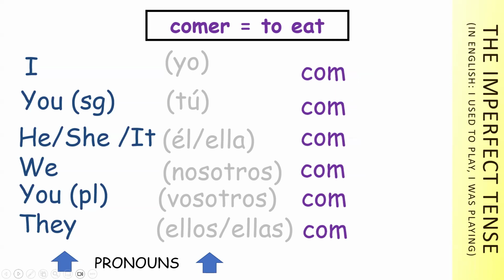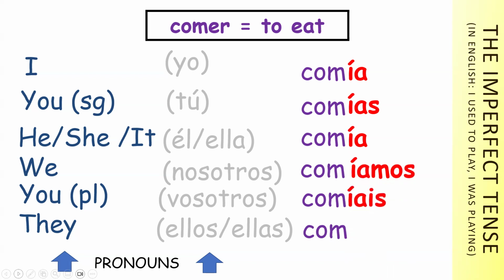So I used to eat or I was eating. Comía. You, comías. He, she, or it, comía. We, comíamos. You plural, comíais. And they, comían. So there is an accent on the I all the way down there, making a nice E sound in the back of your throat. Let's say it together. Comía, comías, comía, comíamos, comíais, comían.